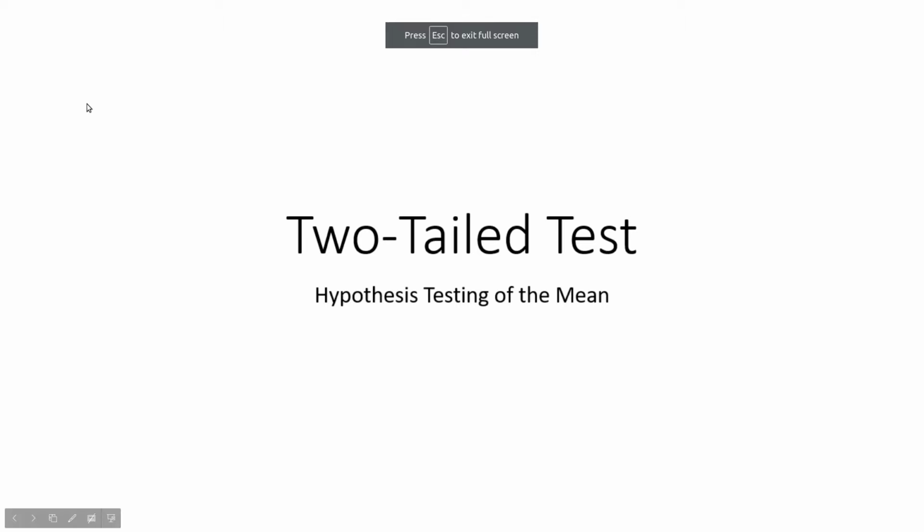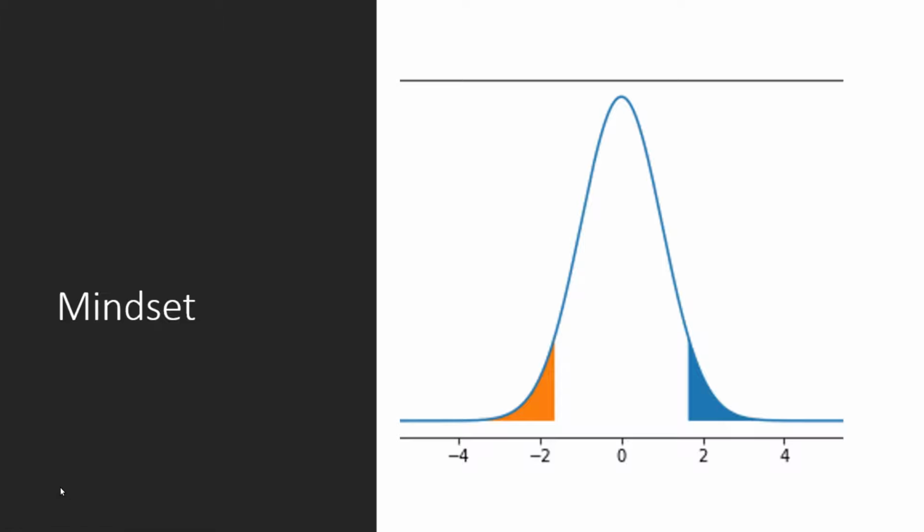In this lecture, we're going to talk about the two-tailed test for hypothesis testing of the mean. And our idea here is we're going to set the value of our mean to be a particular value. Here it's set as 0. Okay. And then after we have it set, then we take samples.